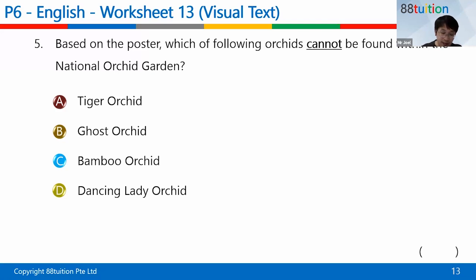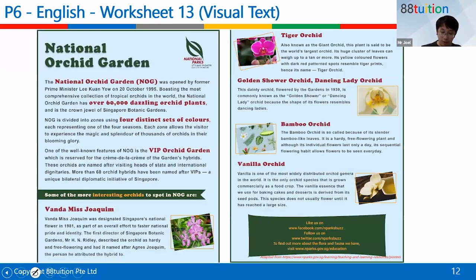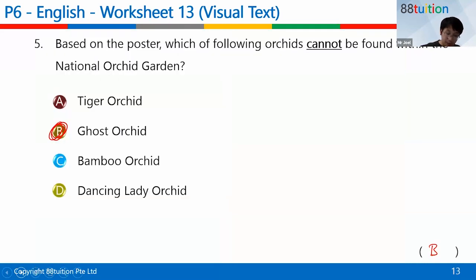Fantastic. She corrected herself. The answer is the ghost orchid, right? Over here, there's no such thing, or rather, they didn't. There is a ghost orchid, but they did not mention it over here, right? On the interesting orchids that they had. They talk about the Vanda Miss Joachim, all right, which is Singapore's national flower. They talk about the tiger orchid, the dancing lady orchid, right, which is also known as the golden shower orchid, and the bamboo orchid and the vanilla orchid. But they did not talk about the ghost orchid. So it wasn't found in the poster at all.